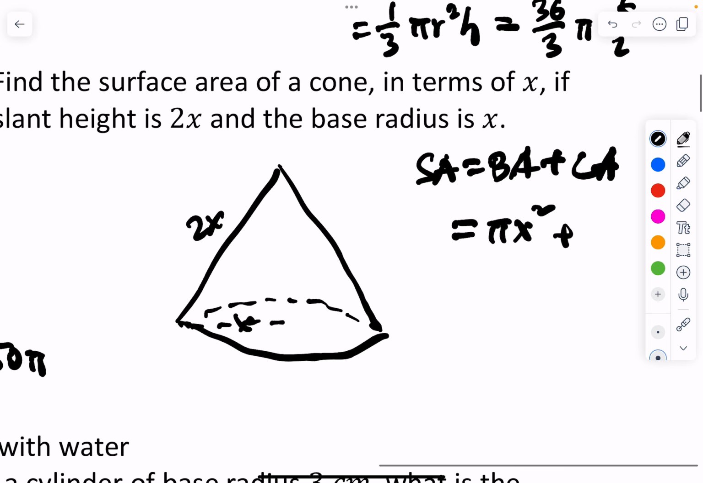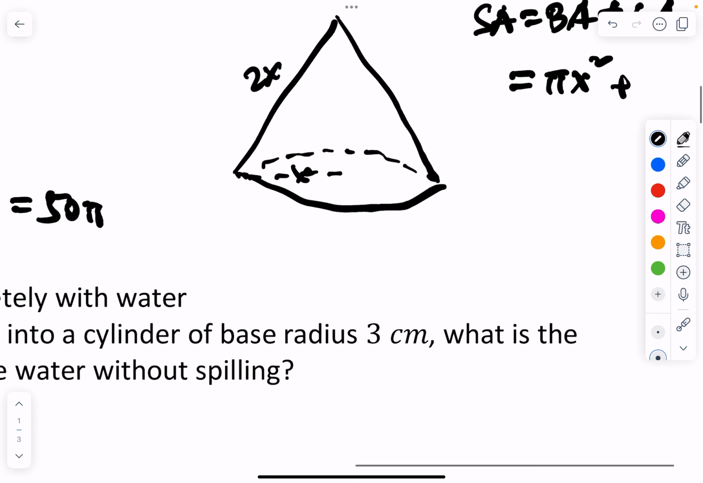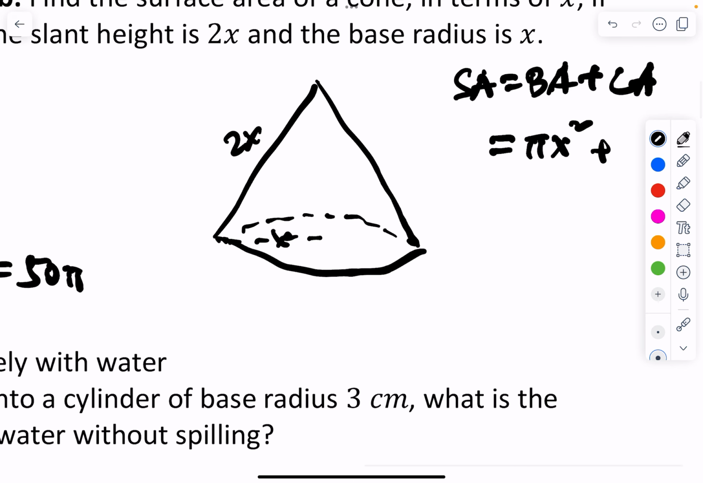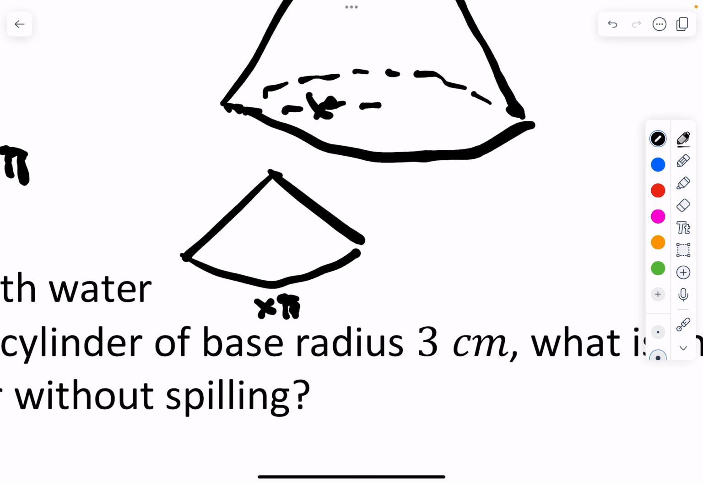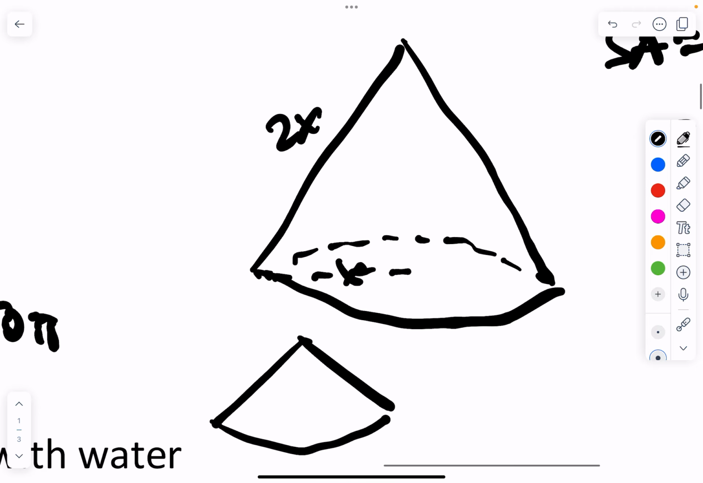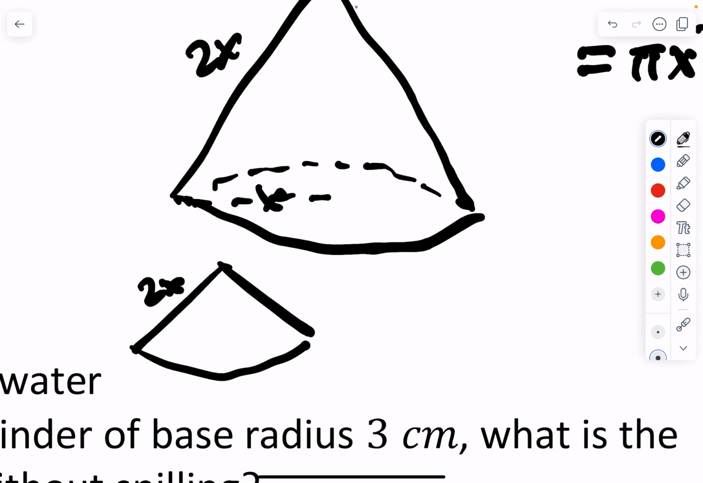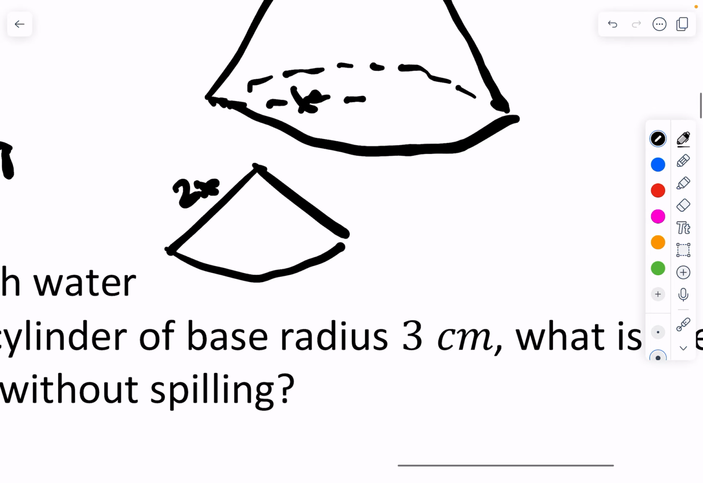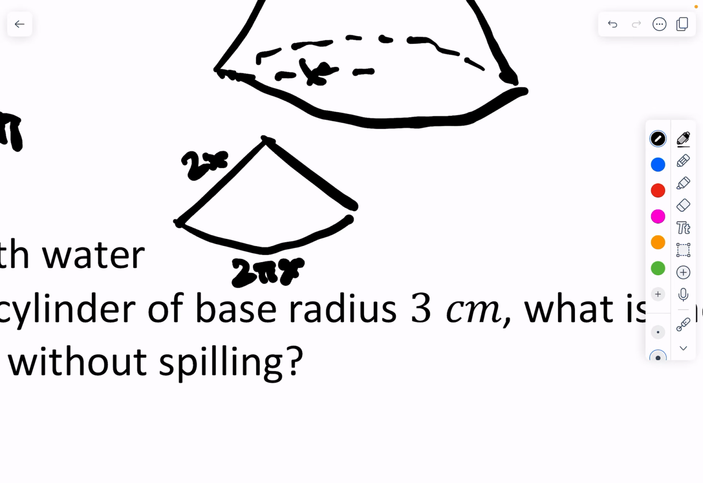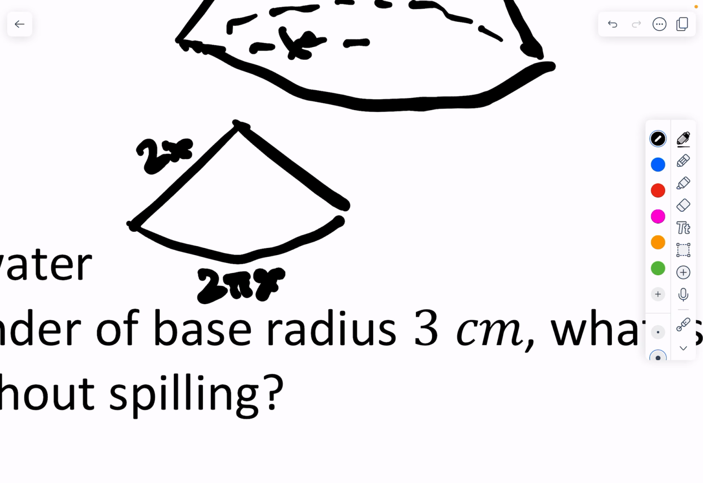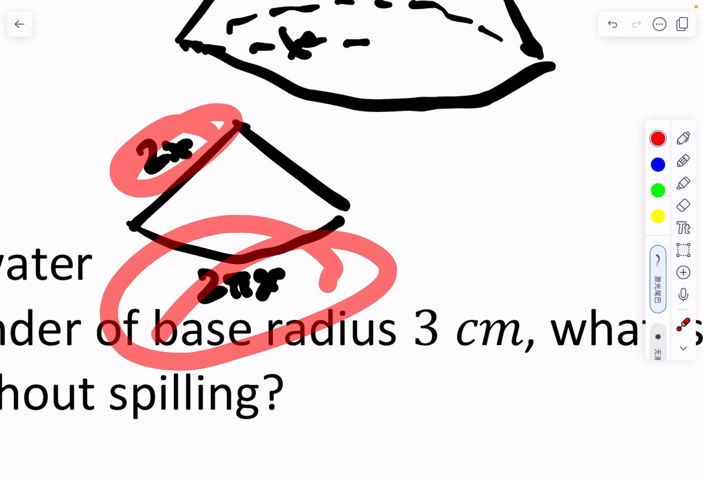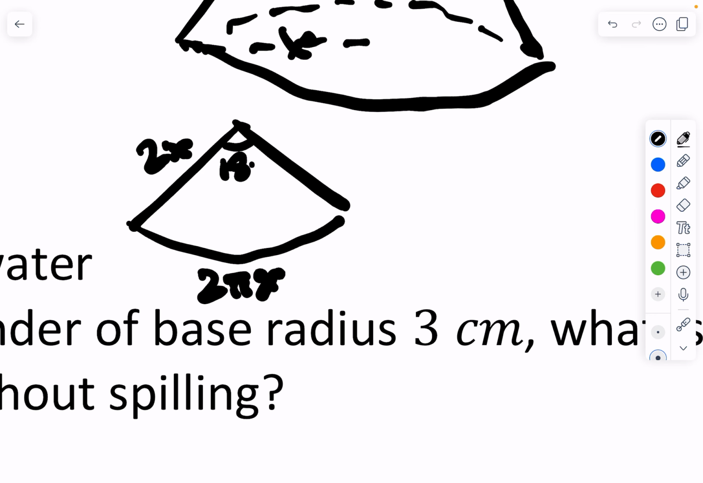Well, the lateral area is what? The lateral area can be found by expanding the cone out to form a sector. And then we know that it has a radius of 2x. We just want to find this length. And we can do that by taking the whole circumference of the base. So the base has circumference 2 pi x. And because this sector has a radius length 2x and an arc length of 2 pi x, this angle is 180 degrees.